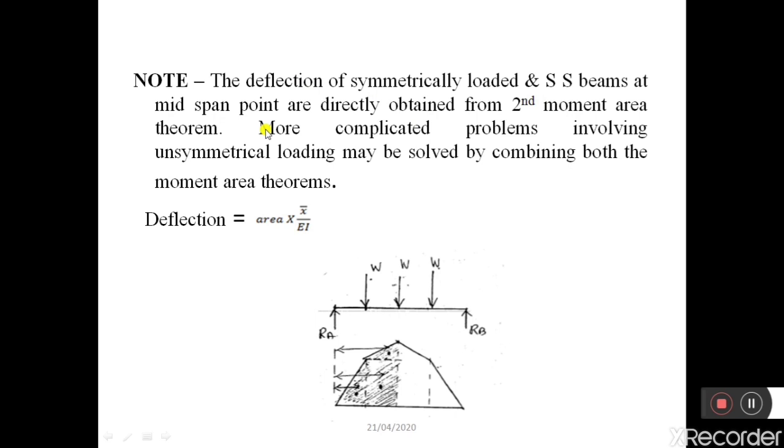Suppose a member is more complicated, involving unsymmetrical loading. In this case, the deflection can be calculated by combining both theorems of moment area. That is, by combining the first moment area theorem and the second moment area theorem, we can derive the equation for deflection for a beam subjected to an unsymmetrical load. In a simple way, deflection is equal to area into x bar divided by EI.